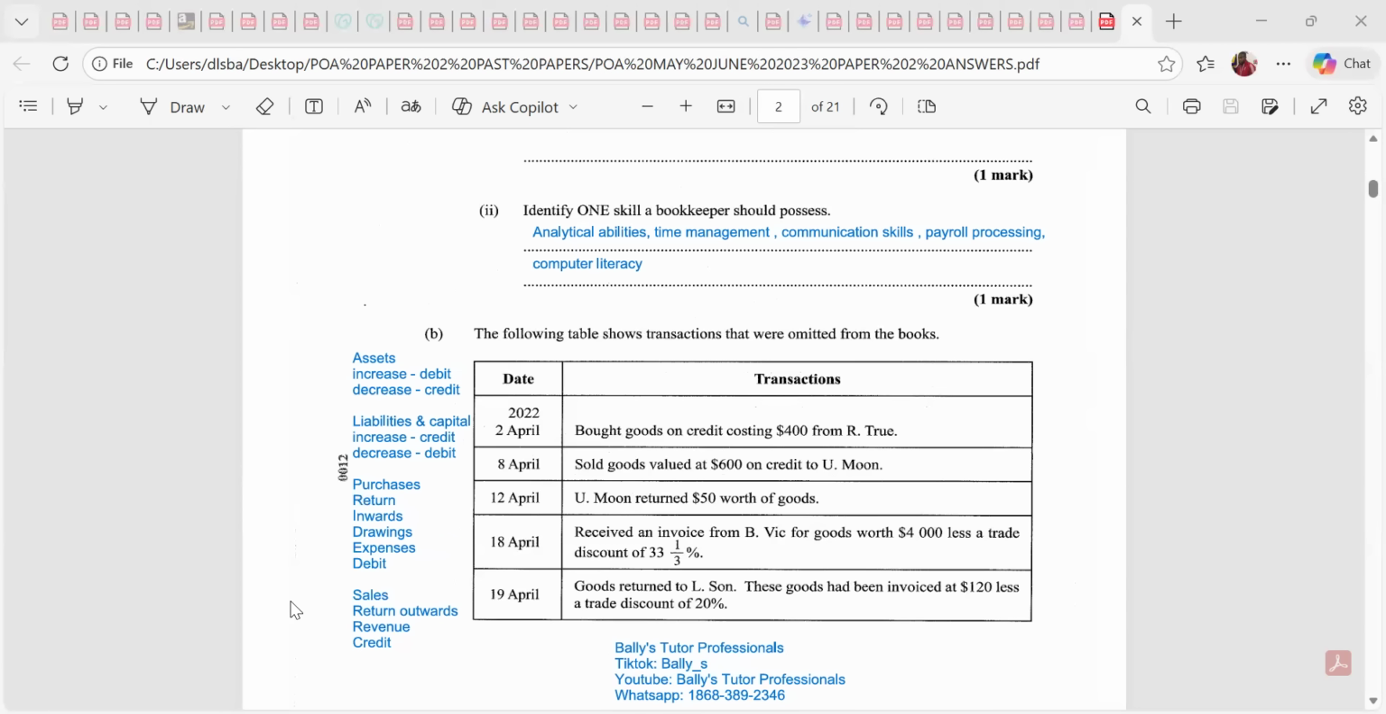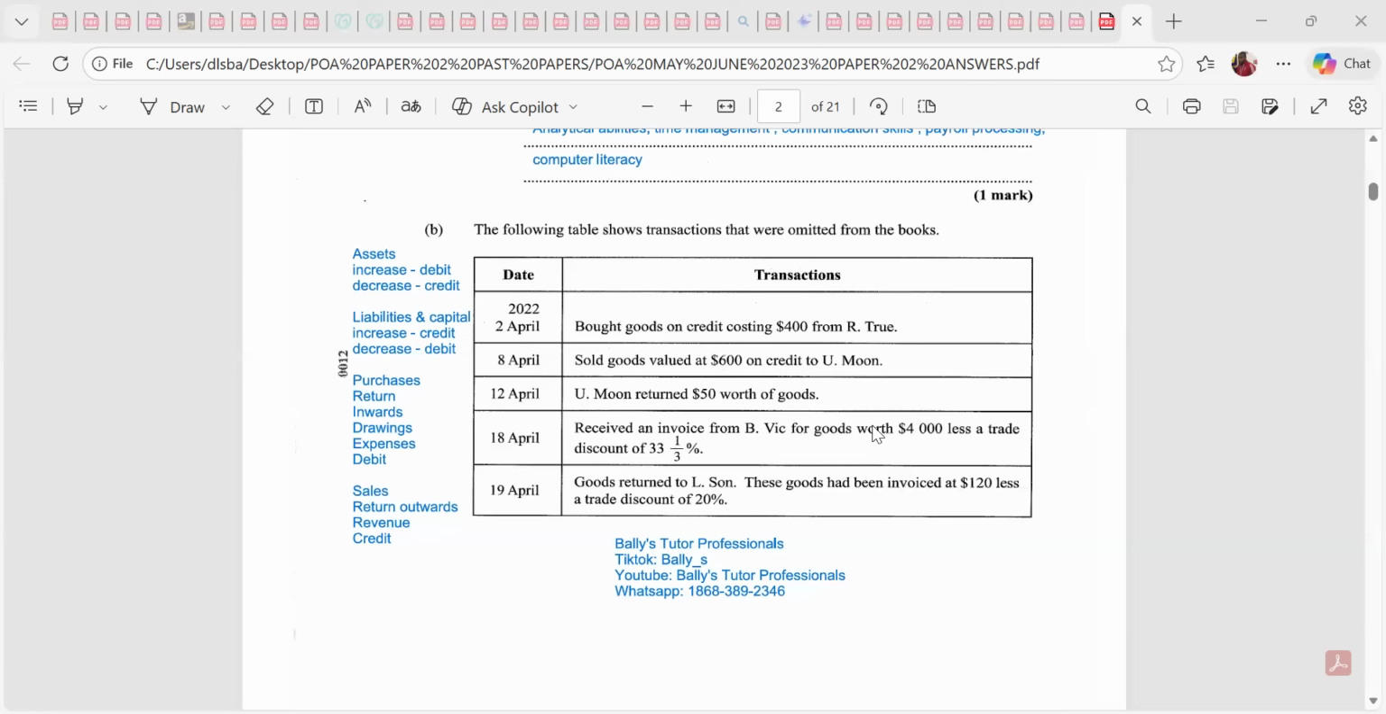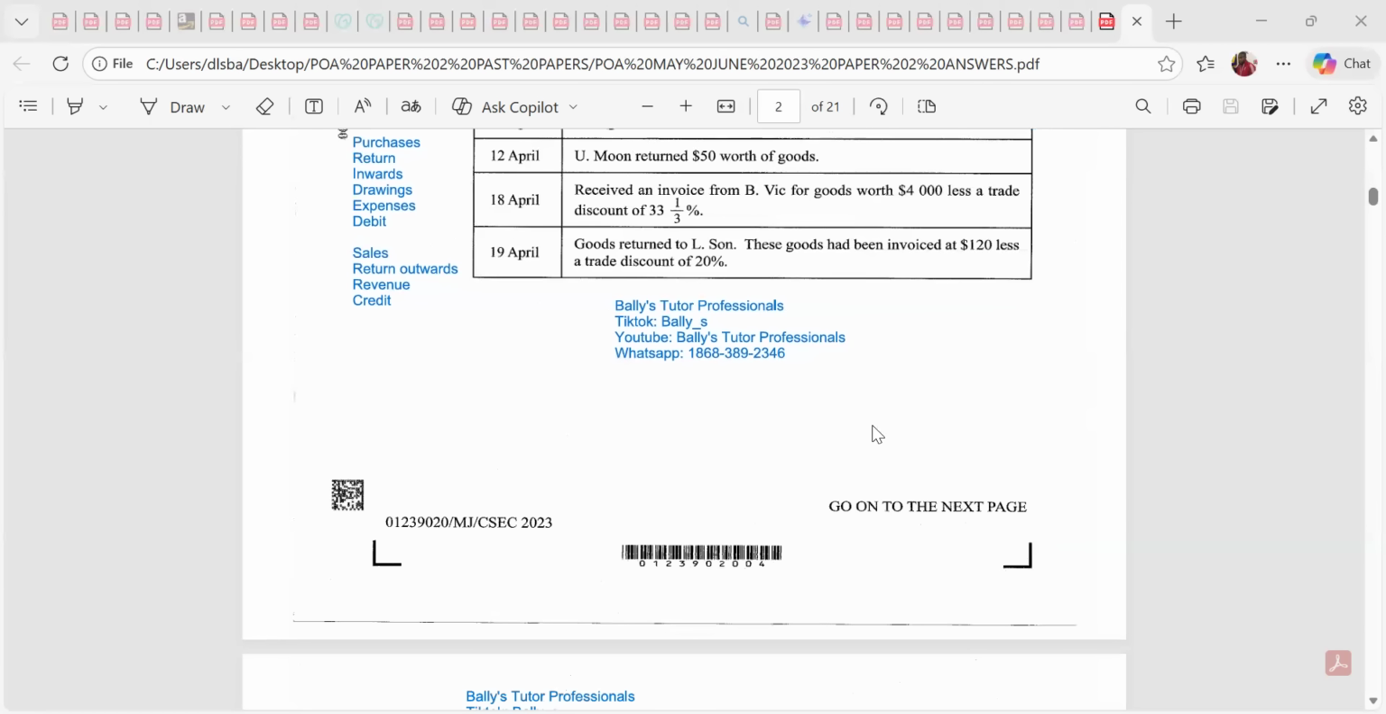The first one: bought goods on credit for 400 from R Through. Remember, if one account is debited, the other account is automatically credited. So when you buy goods, that's purchases. Purchases is debited, which means automatically we're going to credit R Through. So you debit purchases 400, credit R Through 400.